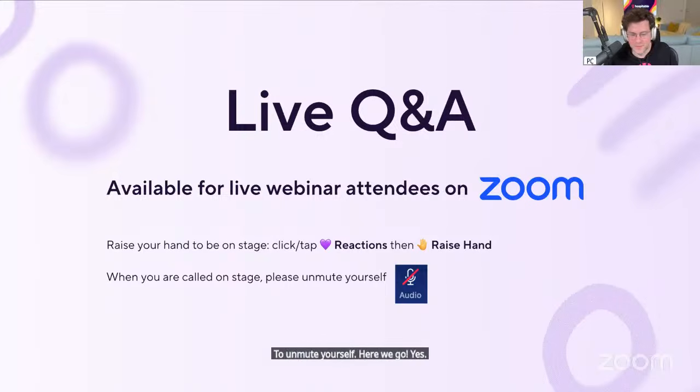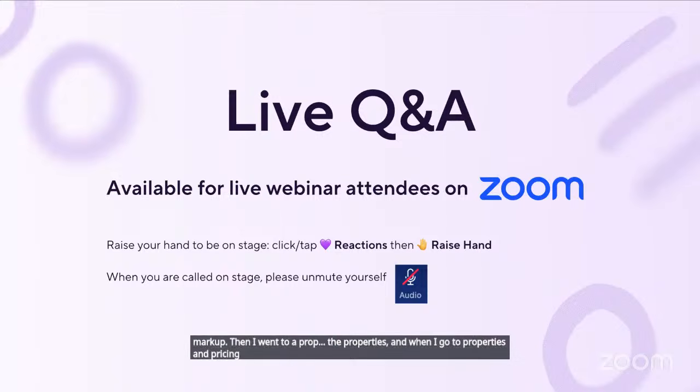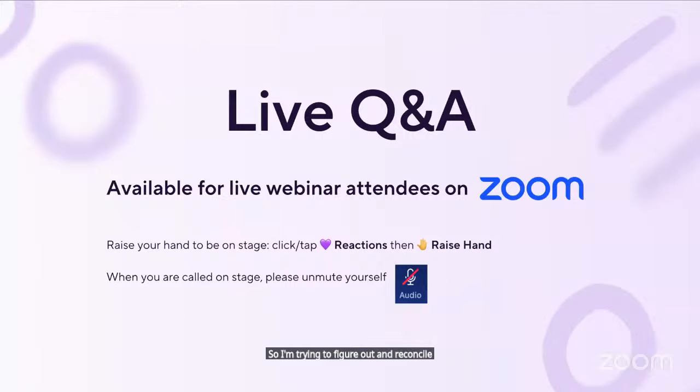Yes, perfectly. How can we help you? All right. So trying to just confirm the steps that we need to follow because we're looking at several places. I know there's settings under Hospitable where we have markup. Then I went to the properties, and when I go to the properties and pricing there, the markup is actually different. So I'm trying to figure out and reconcile what we actually need to change. When we just logged in, it was initially showing 3% on the settings markup page.